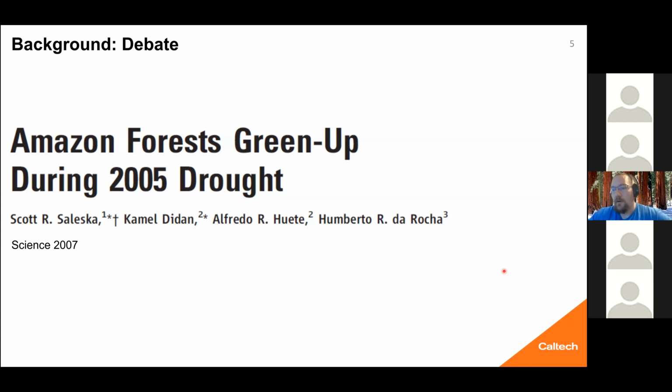And this was an initial satellite observation, early in the MODIS record. Remember, MODIS was launched in 2000, and we have a full annual record starting in 2001. So this is a pretty early paper for the MODIS record.